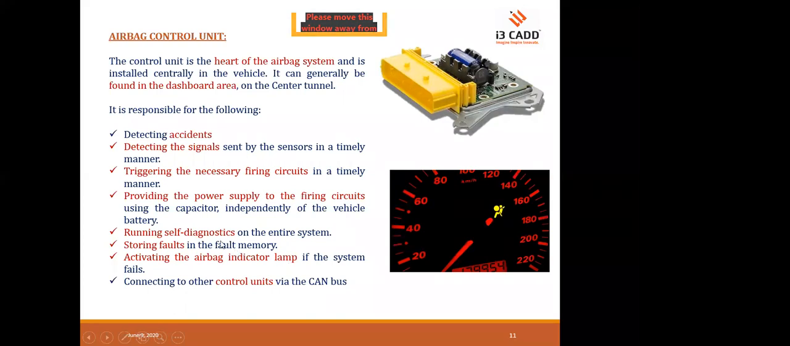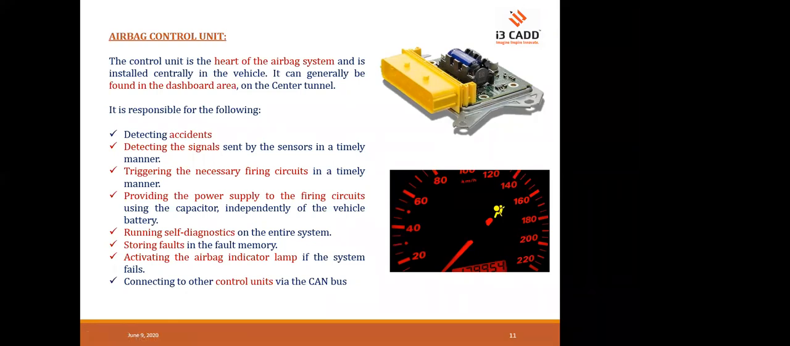And as soon as it detects a fault, it will activate the airbag indicator lamp in your speedometer like this. You can see the lamp here, right? A yellow color light showing that there is a fault in your airbag module. Got it? Right. And it can connect to the other control units through your CAN network, CAN bus, right?